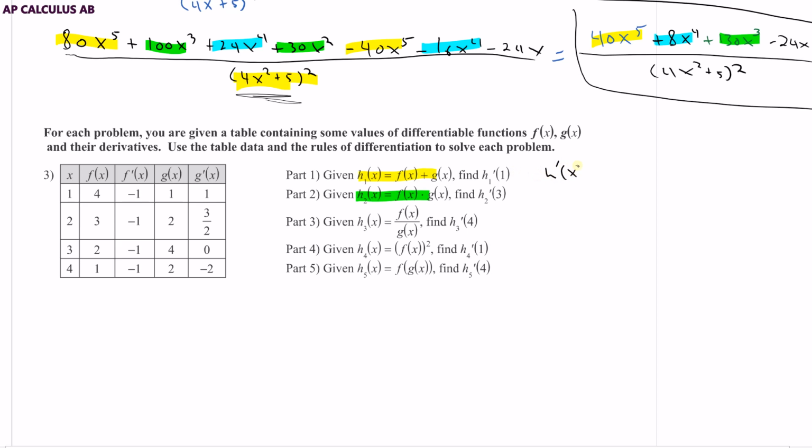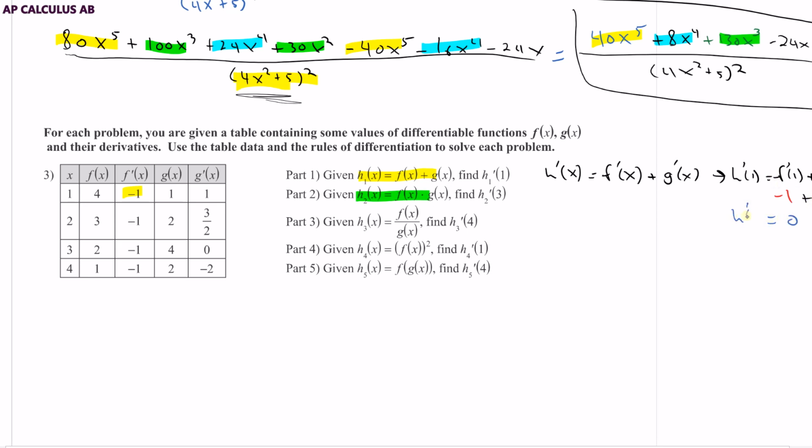So first we find h prime of x, which, because they're just being added, you can just do f prime of x plus g prime of x, right? In which case h prime of 1 is simply f prime of 1 plus g prime of 1. If you come over to the table, f prime of 1 is negative 1. So we would write negative 1 here, plus g prime of 1 is 1, right? So plus 1. And that would give us 0, right?